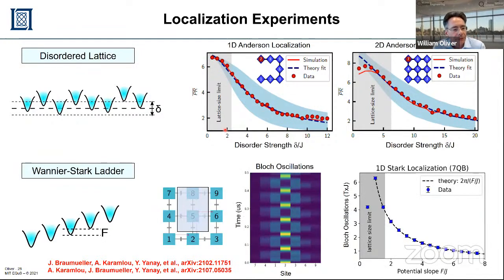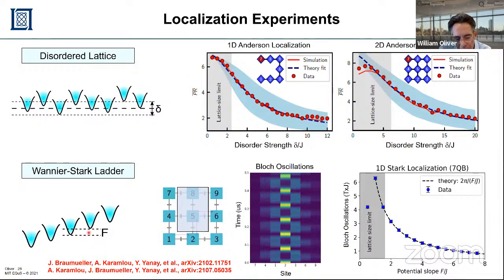There's another type of localization called Wannier-Stark localization. And here you can think of it as having a field or a gradient applied to your lattice, your 1D or 2D lattice, right? And so in this case, with 1D, we have an excitation at number 2, and we ask, how does it spread along the left and the right arms?